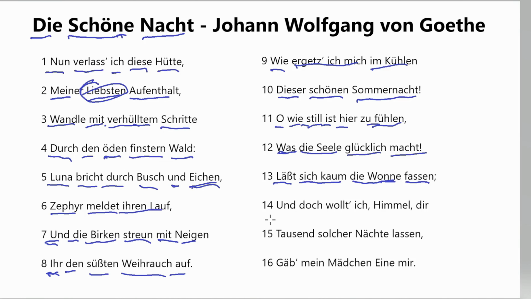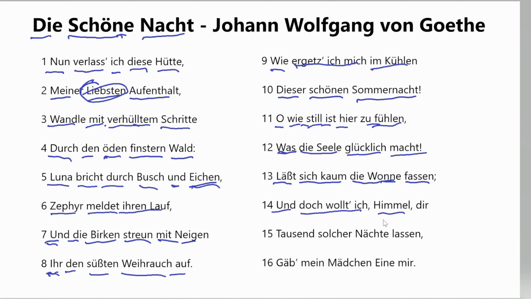Und line 14. Und doch wollt ich Himmel dir. So now in this line, und, and, doch wollte ich. Doch is like actually. Wollte ich, so wollte is short for ich wollte, or wollte ich. So I wanted. And actually I wanted, Himmel.